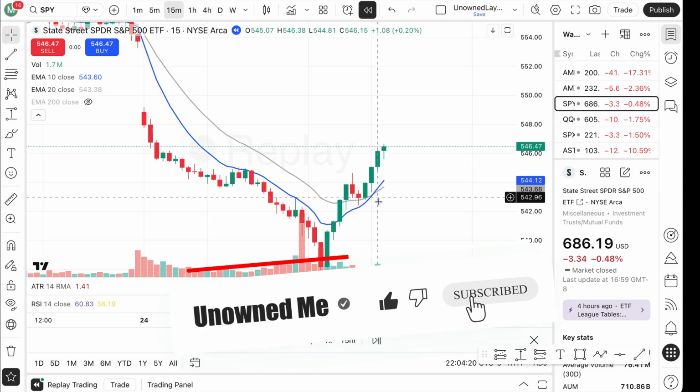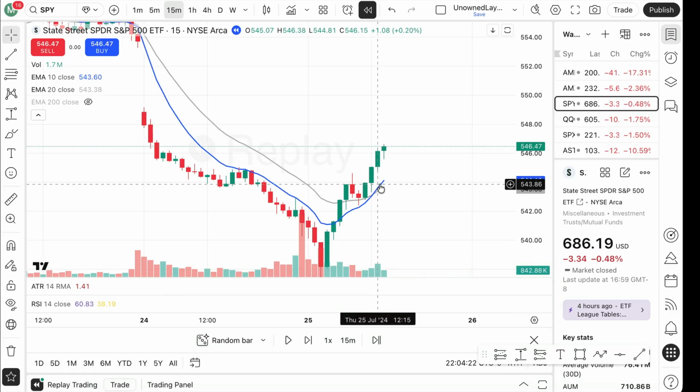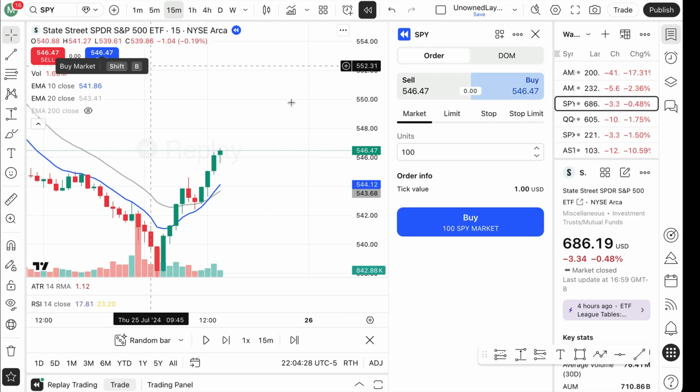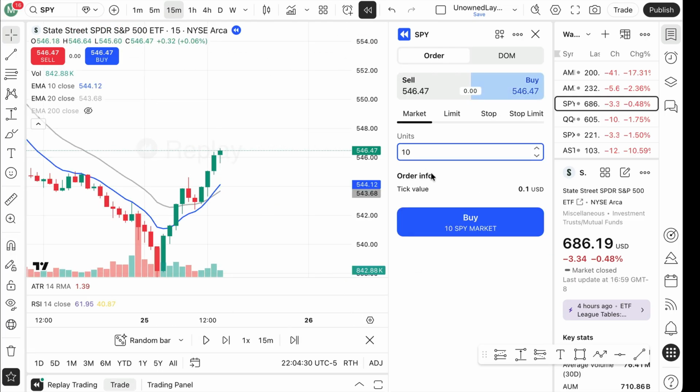Get some green candles, and the 10 EMA is starting to separate a little bit from the 20 EMA. So let's do a buy. I'm going to do 10. Actually, this is SPY. I was going to do QQQ. I guess I'll do SPY. Select 10 of these, buy.